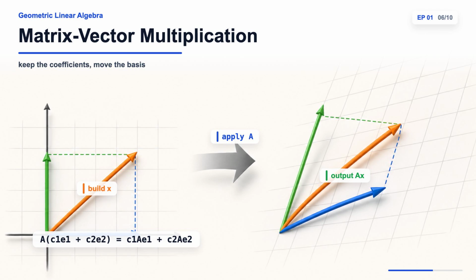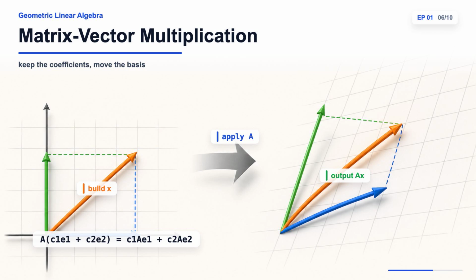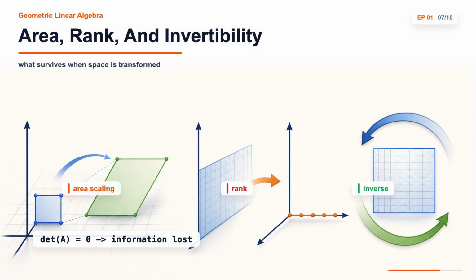This is the reason matrix multiplication works the way it does. The columns of the matrix are not random. They are the new positions of the basis directions. Once we see a matrix as a space transformation, several important ideas become visual.